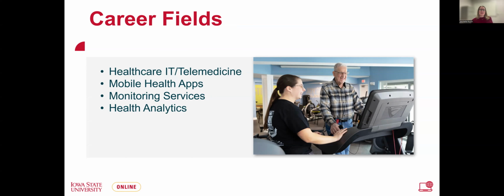One, healthcare IT and telemedicine. This involves telecare, activity monitoring, and remote medication management roles. Two, mHealth apps, and this would involve development and management of wearables, glucose monitors, activity trackers, and fitness apps. Three, monitoring services such as solutions for independent aging, chronic disease management, and post-acute care. And four, health analytics, including opportunities with health insurance companies, software, and product engineering and web application development.